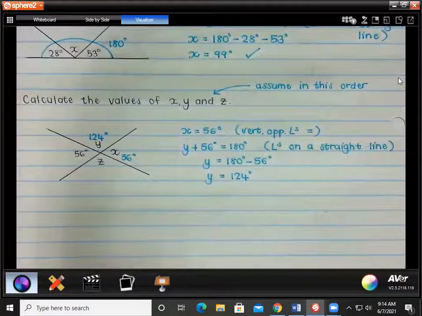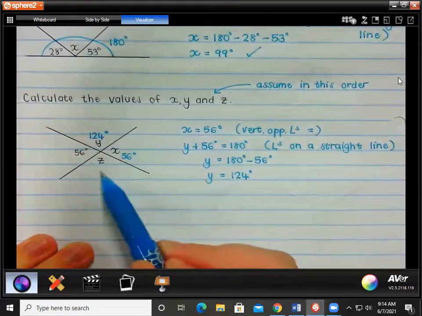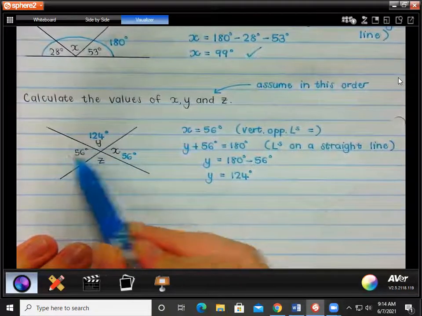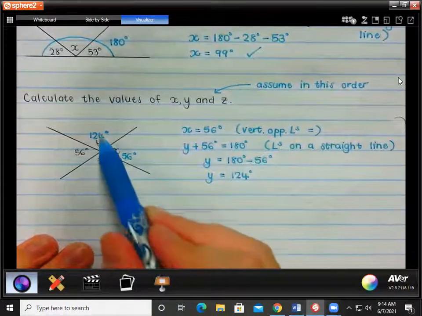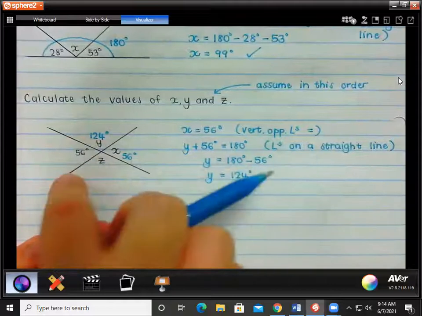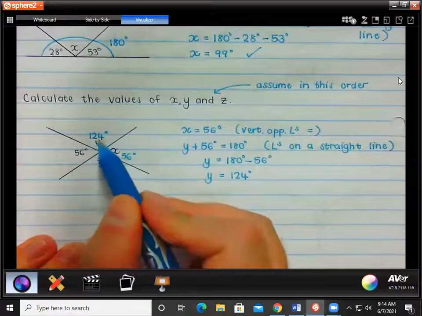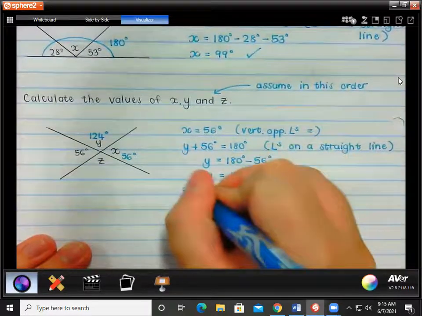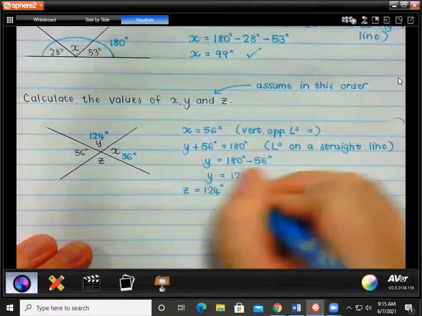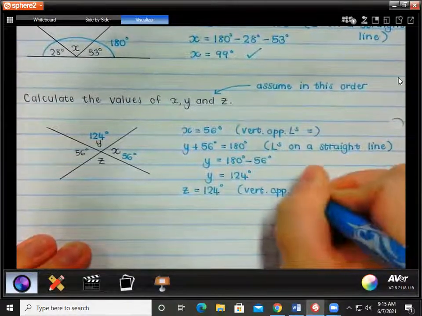Okay, guys, one last thing. We need to find z. Now we have three options again. What is the quickest one? Like a one-step option. Yes, Nicholas? As y, yes. So vertically opposite angles. Because these two, we have two straight lines cutting, and these two angles are opposite each other. We say that z will also be equal to 124. Z equals 124 degrees, vert op angles equal.